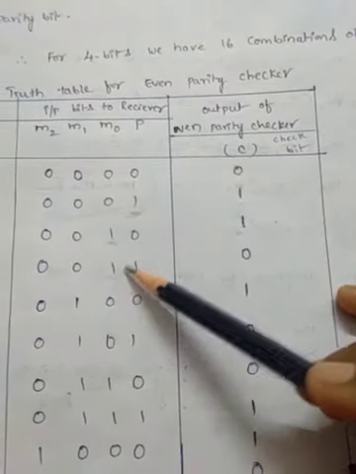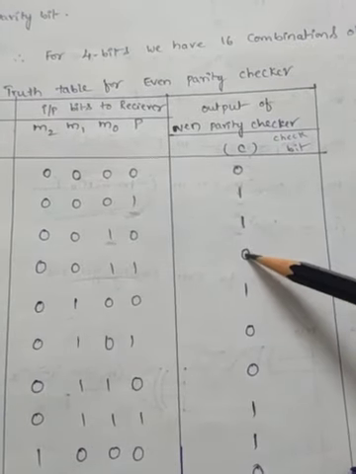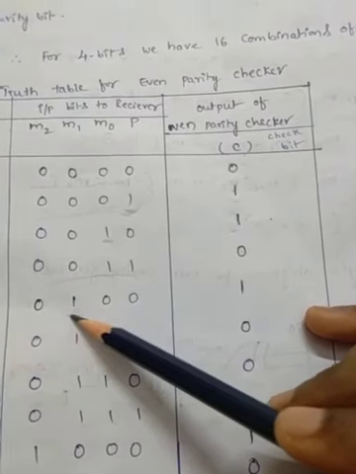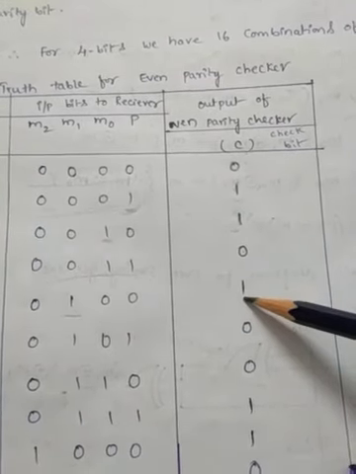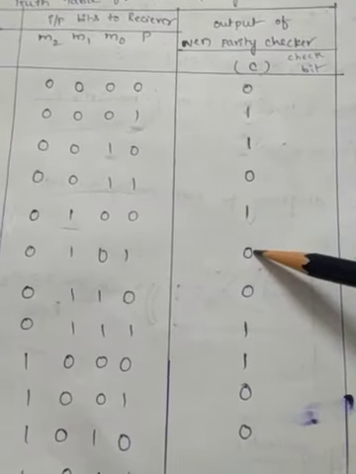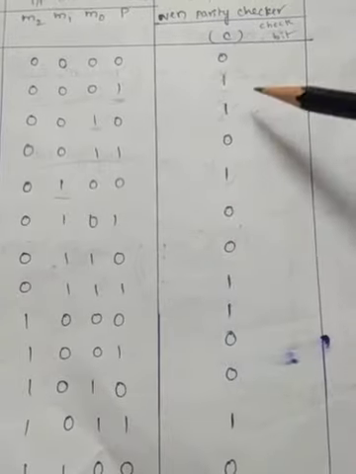So 0, 0, 1, 1. So an even number of ones, there is no error. Here an odd number of ones. So the check bit is 1. An even number of ones. So the check bit is 0. Like that, for all the combinations, the check bit is listed out.